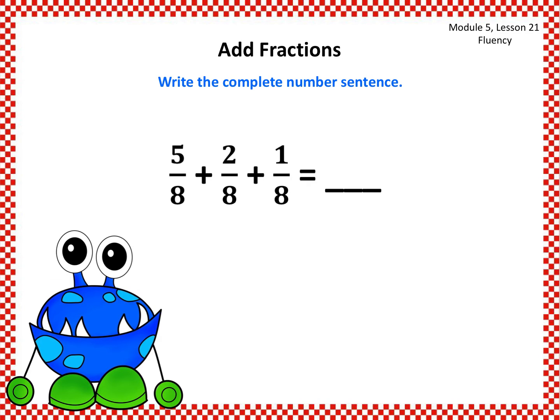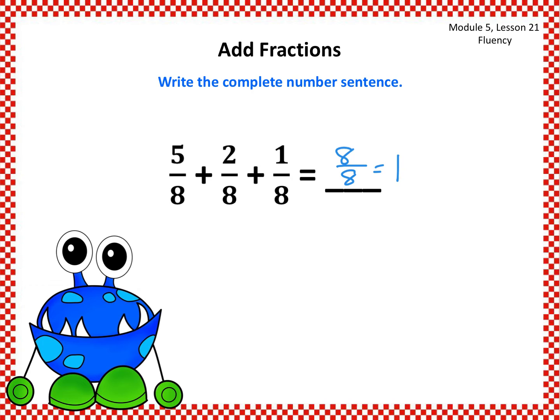Alrighty, let's look at this next one. Again, 5/8 plus 2/8 plus 1/8. We have our 8 as our denominator, which we're going to keep without changing, but our numerators are going to change. 5 plus 2 plus 1, and that is 8, and we know that that is equivalent to 1 whole.